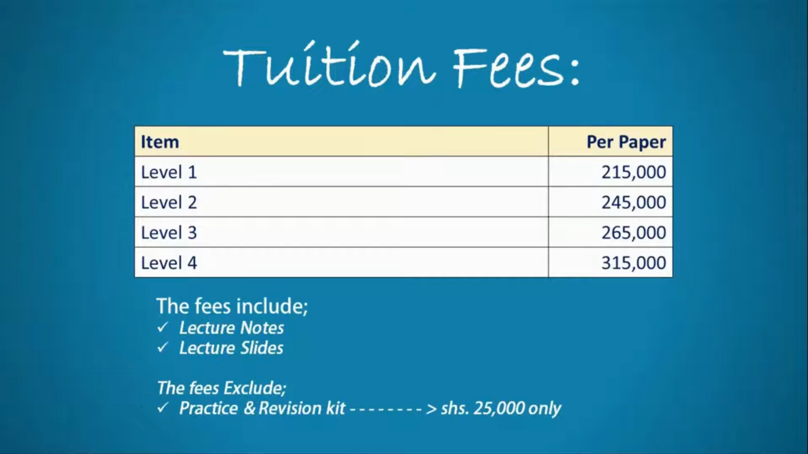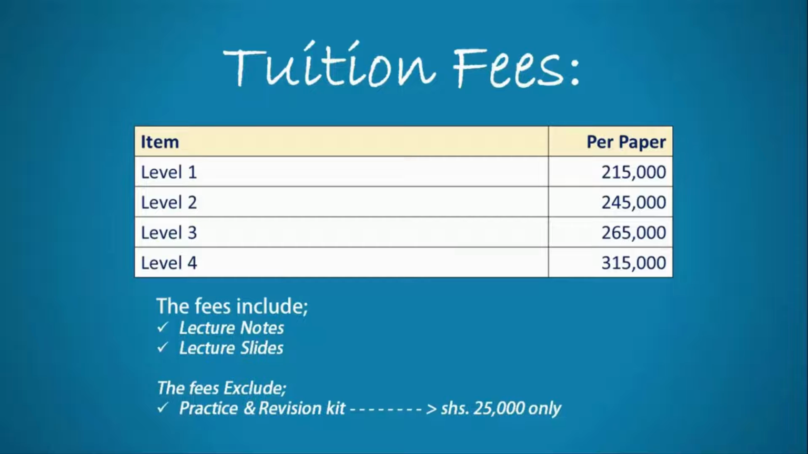On top of that, you will of course be required to make payments for tuition fees. This is for the tutor support, including lectures, lecture notes, and lecture slides. Now, at Harvest Training and Consultancy, we charge per paper, and the fees vary depending on the level. The fees I'm sharing right here are not cast in stone. They can be revised, but at the time of making this presentation, these are the fees. Level 1, 215,000 per paper. Level 2 is 245,000 per paper. Level 3 is 265,000. Level 4 is 315,000.